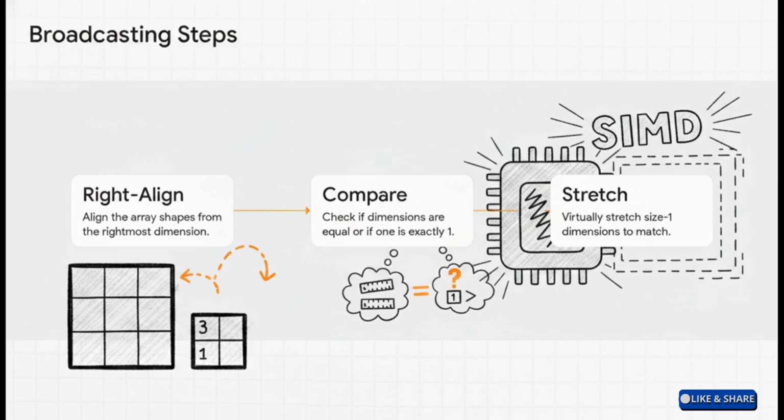So step 3, NumPy virtually stretches that size 1 dimension to match the 3. But here's the crazy part. It does this stretching instantly in memory without physically duplicating any data. It uses SIMD, single instruction, multiple data, CPU instructions to do the math everywhere, all at once.